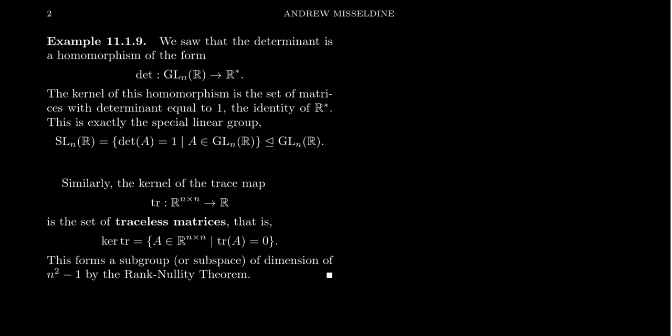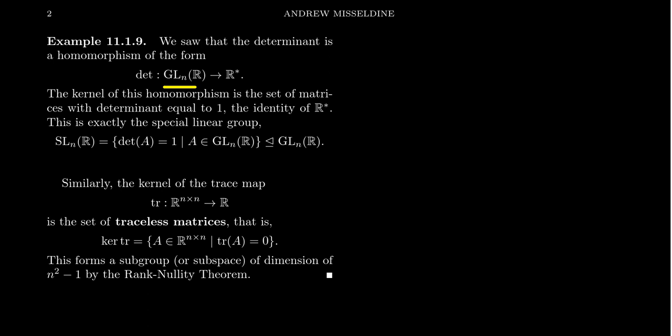So we saw previously that the determinant is actually a group homomorphism from the general linear group to the group of non-zero numbers over a field. For this example, let's just consider the field of real numbers. Remember, GL_n(R) would be all the n by n non-singular real matrices, that is, those matrices which have a matrix inverse. And then R star right here is the multiplicative group of non-zero real numbers.